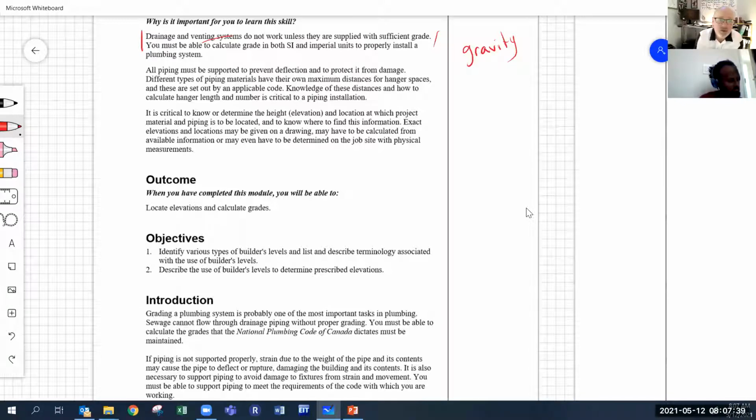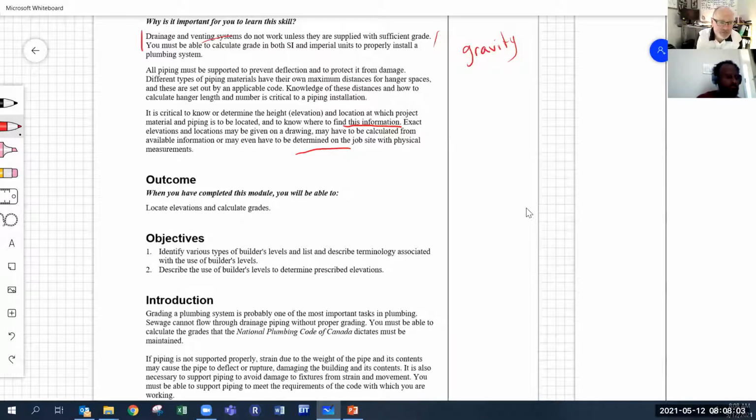Now, we want you to know where to find this information. And the last ILM that we did, we had that plot plan that had all of those elevations on it. And this is to help to determine where all of our physical job measurements are.